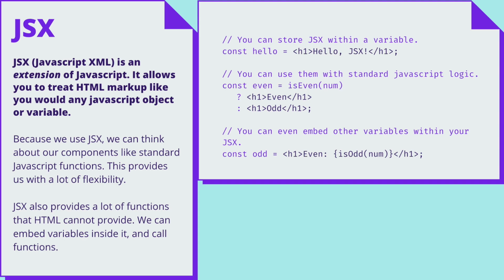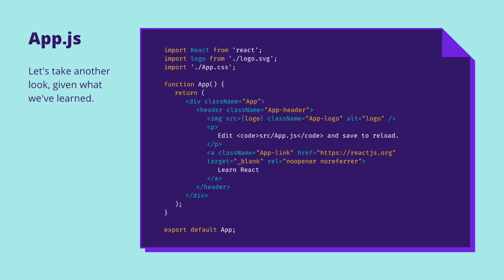Speaking of React components, the great thing about JSX is that it allows us to think about components like standard JavaScript functions. All they have to do is return an object, which is JSX. So let's take another look at app.js, given what we've learned about JSX. You can see here that the app function returns some JSX code. The JSX here is a div. Inside the div is a header, an image, some text, and a link. All of this looks like fairly standard HTML, with a couple of exceptions.